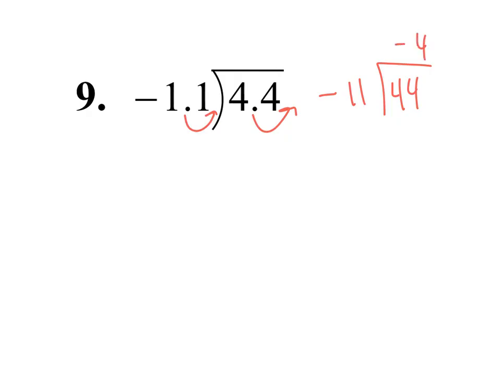What's negative 4 times negative 11? Negative 4 times negative 11 is positive 44. And when I subtract those, I get a remainder of 0. So what's my final answer of 44 divided by negative 11? That's negative 4. Okay, let's move on to number 10.